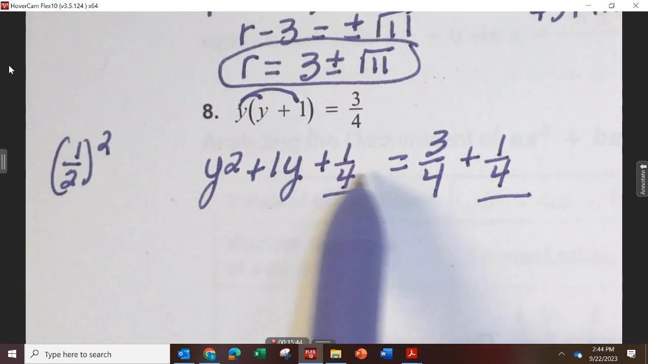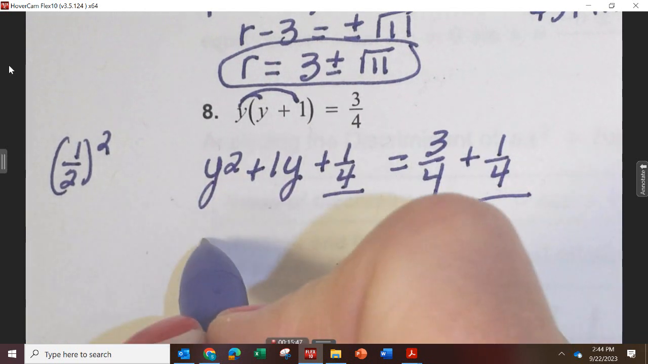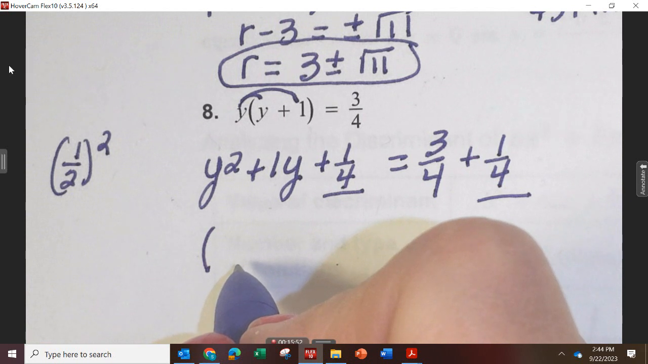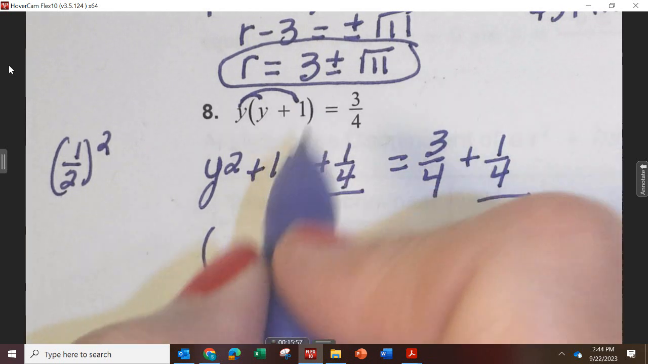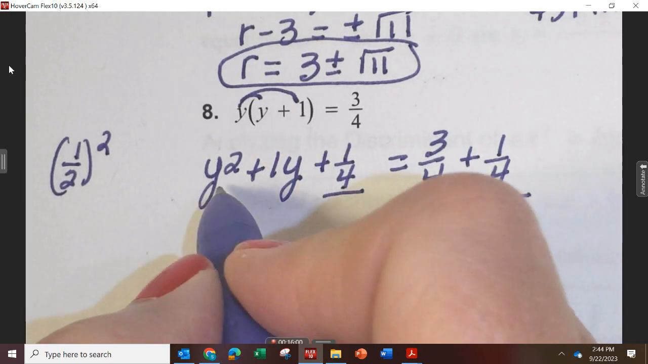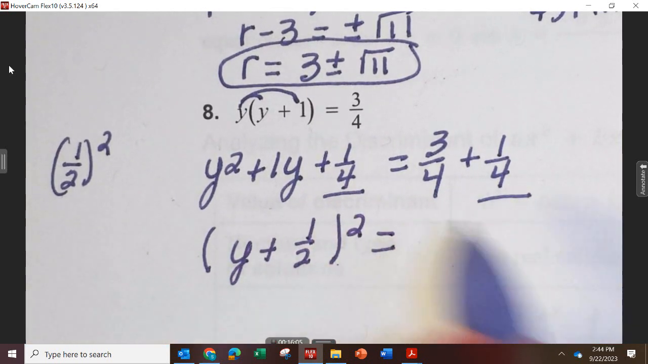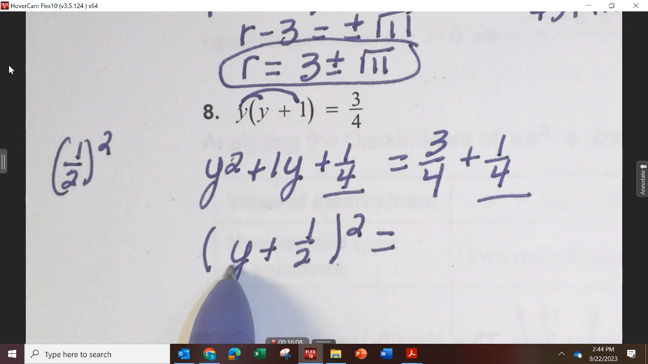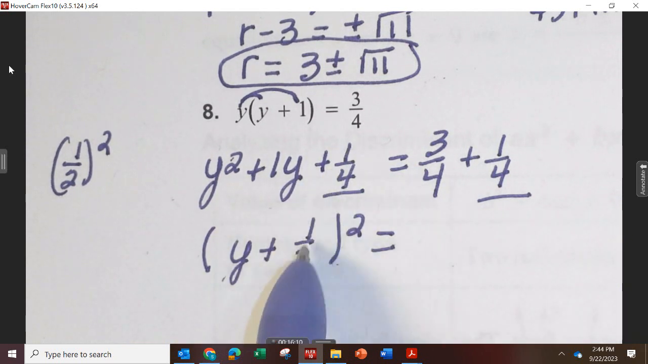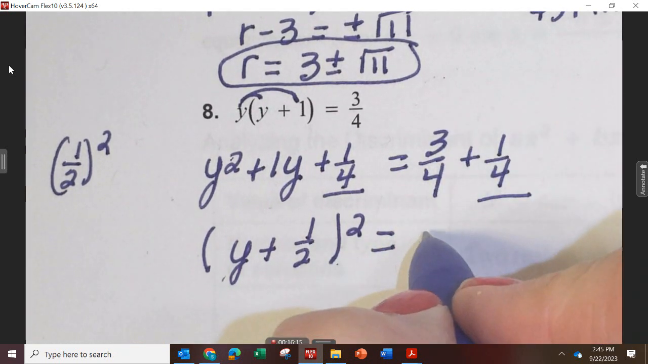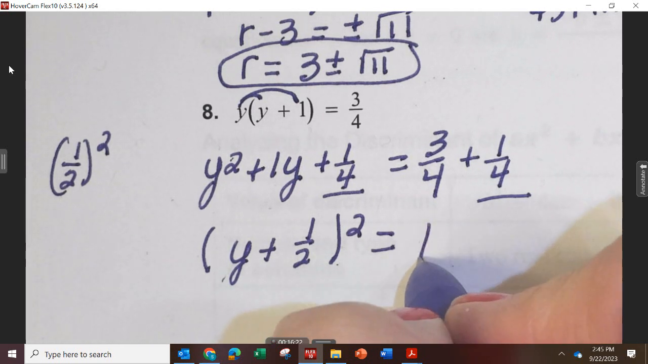Do you think you can factor this right here using the rules? Ava, do you have it? Good. Nice. So she's just saying she did the square root of the first sign, and the square root of 1 is 1, square root of 4 is 2, so 1/2. And then 3/4 plus 1/4 is just what? What's 3/4 plus 1/4? 1.